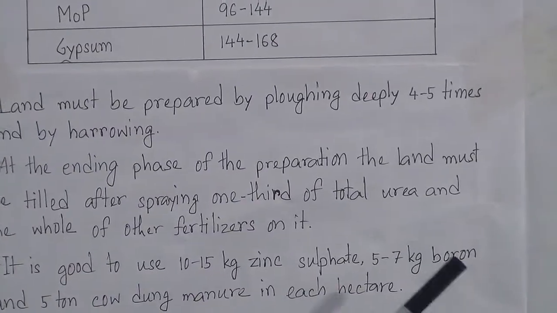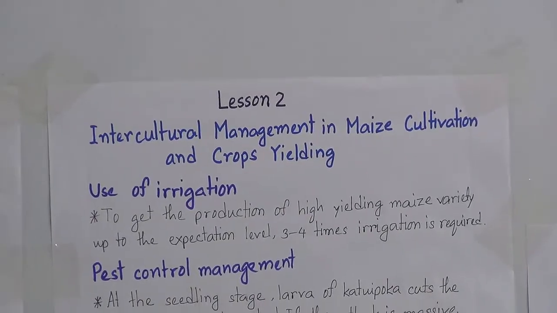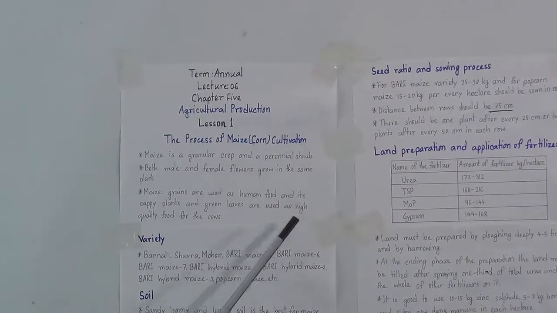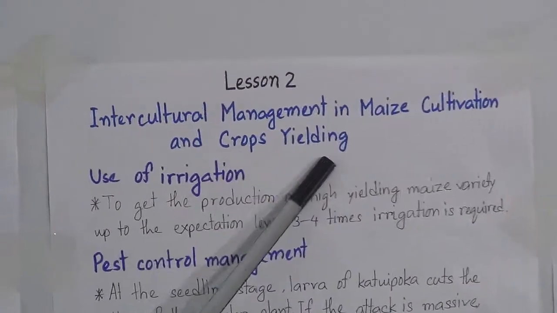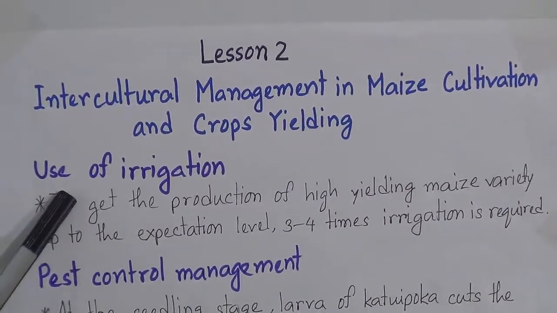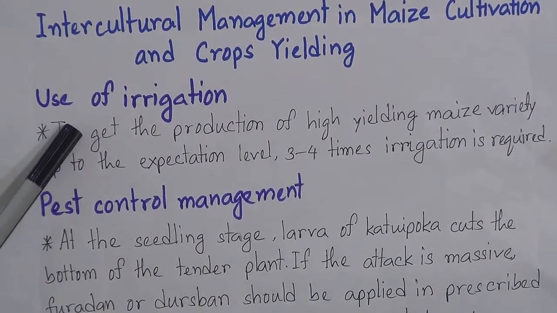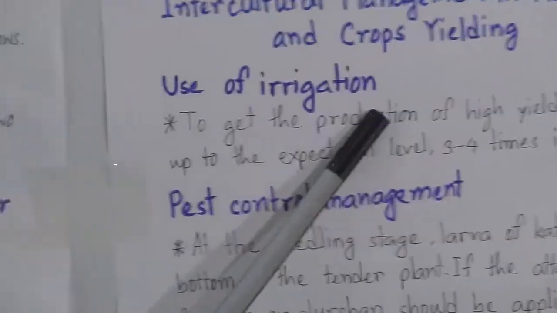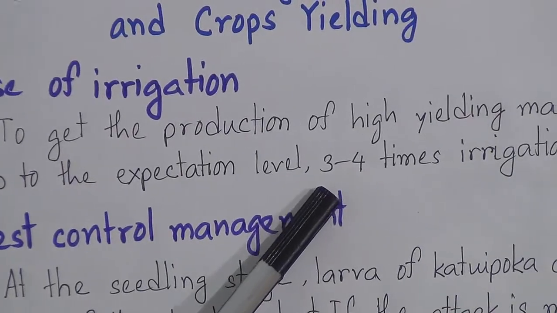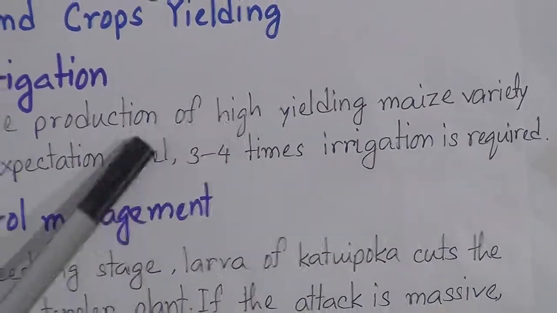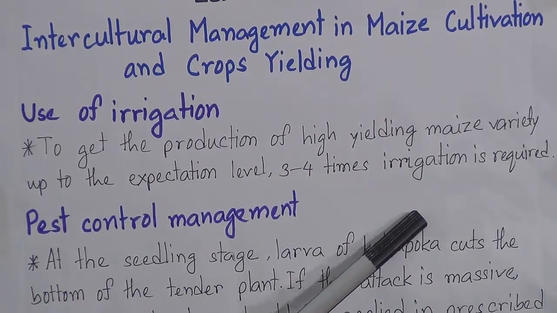And now lesson 2. In lesson 1 we learned the process of maize cultivation. Now we will learn the intercultural management in maize cultivation and crop yielding, that is, what we need to take care of in maize cultivation. At first we need to use irrigation to get the production of high yielding maize variety up to the expectation level. 3 to 4 times irrigation is required.